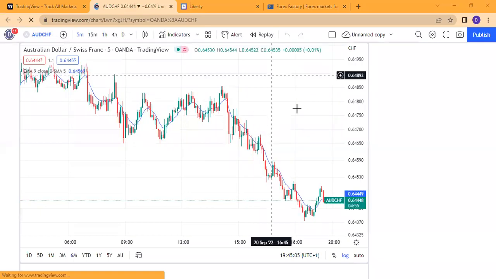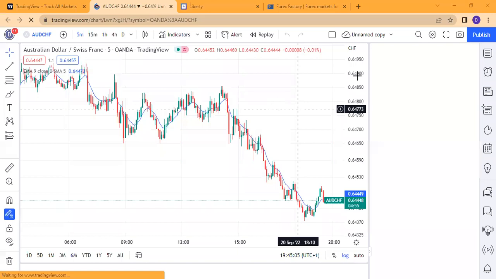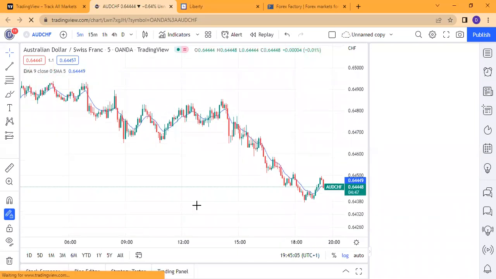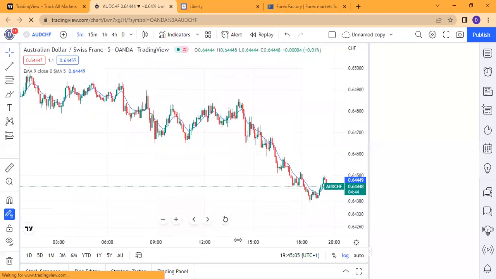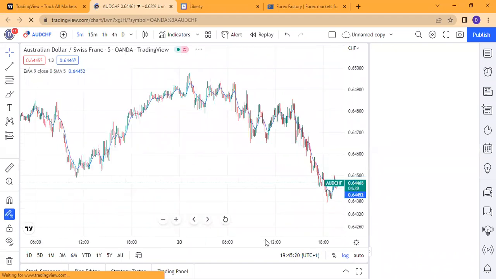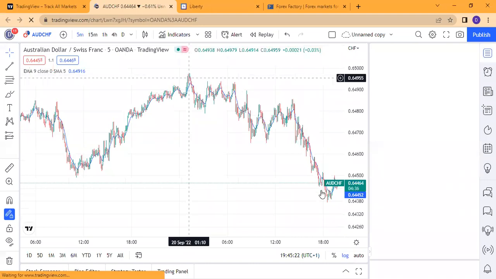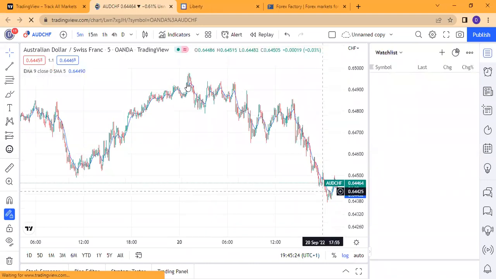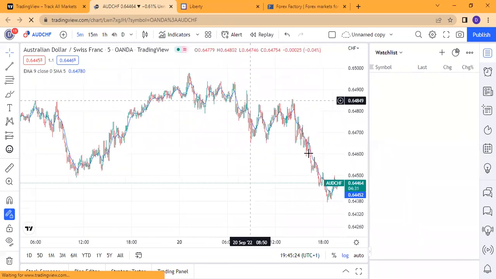Good. Now, look at this market. AUD-CHF, right? Looking at this market, you see that it has been trending from here. Look at how it dropped. You see that this market has been selling heavily.